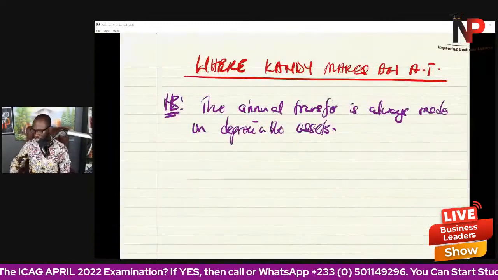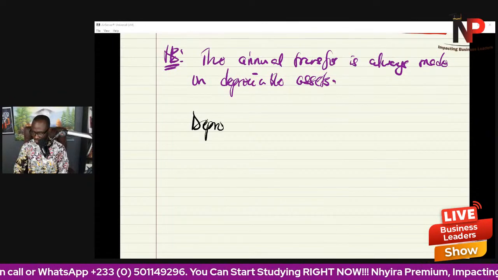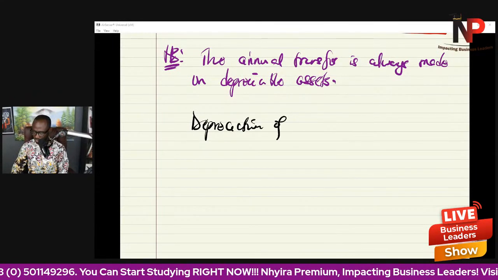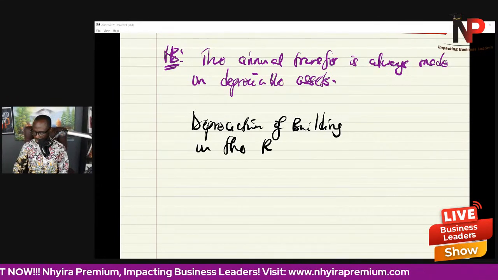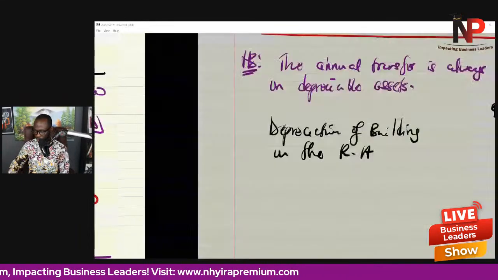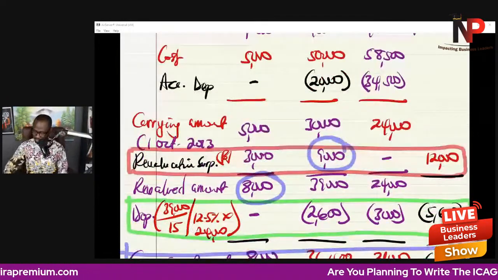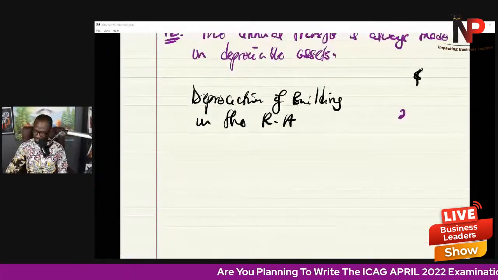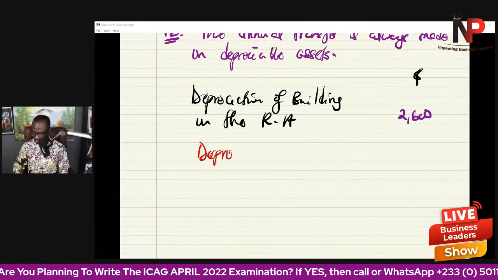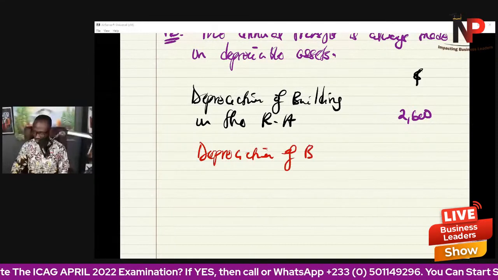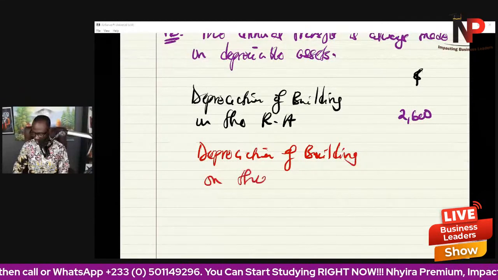So look at how it goes. There are two ways we could present that. So we could bring the depreciation on the revalued amount. So depreciation on building on the revalued amount, RA. From our workings, that was 2,600. Then we bring in depreciation of building because the building is a depreciable asset. But this time around on the carrying amount.